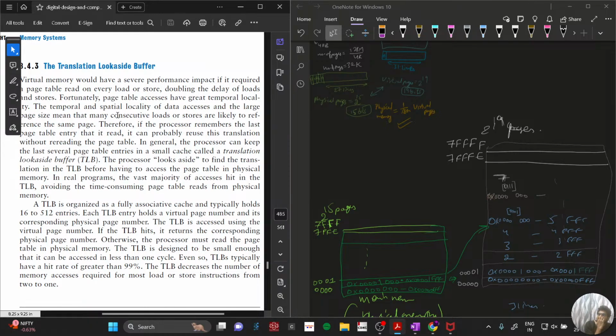Okay, page tables. Hmm. Then I might have 16 different page tables, right?